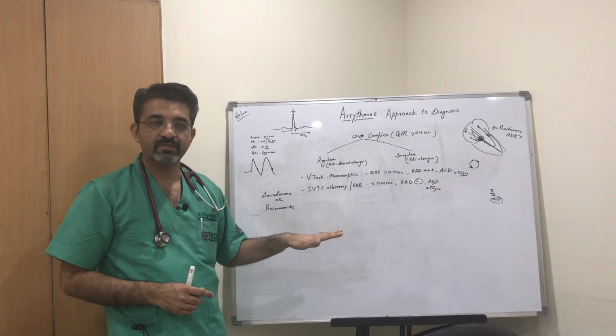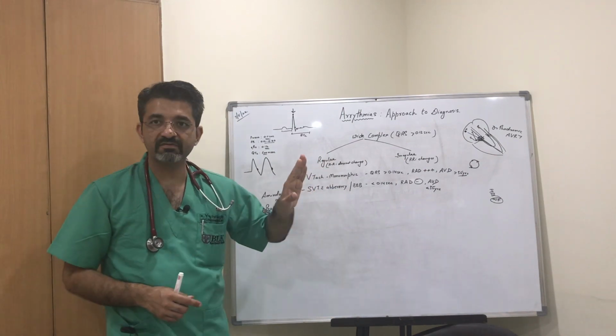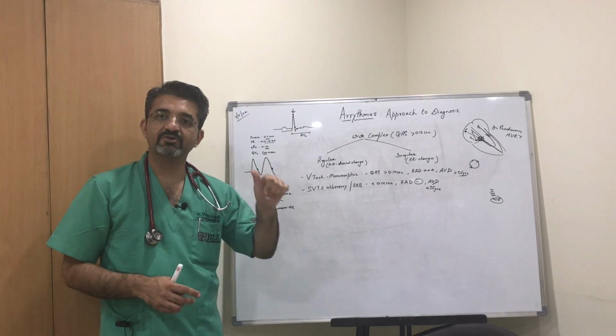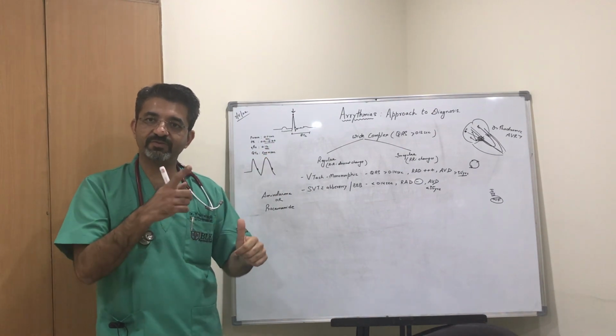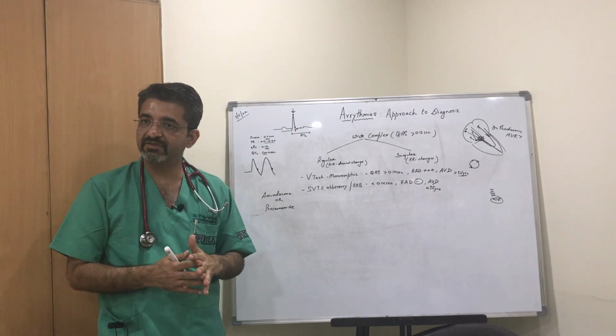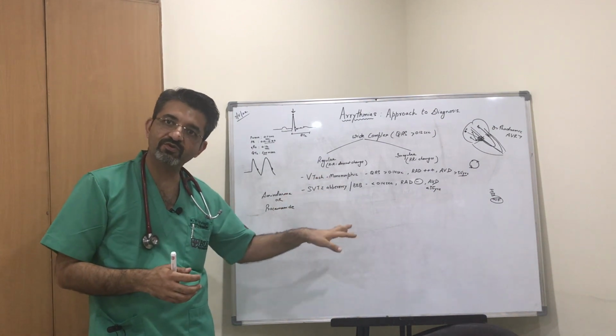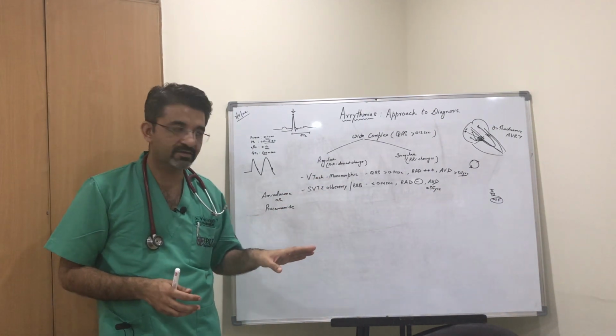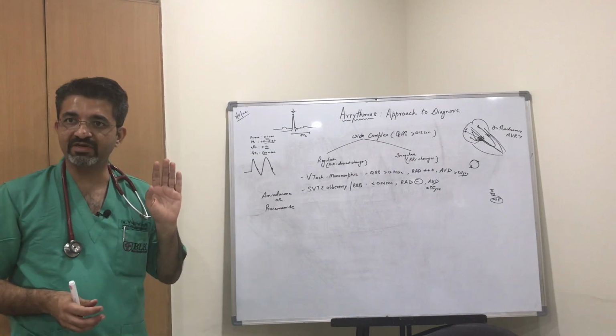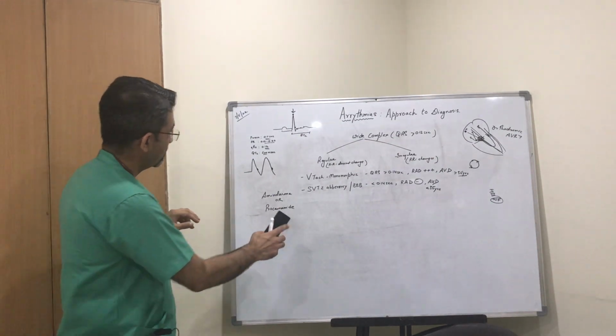The moment you have cardiovascular collapse, you have pulmonary edema, you have chest pain, you have CNS which is knocked out, you go for cardioversion immediately. Don't think of amiodarone and procainamide in that context.